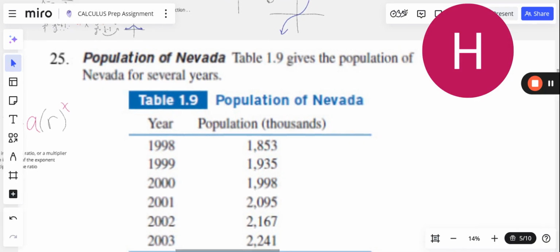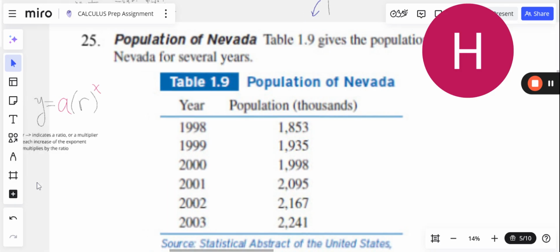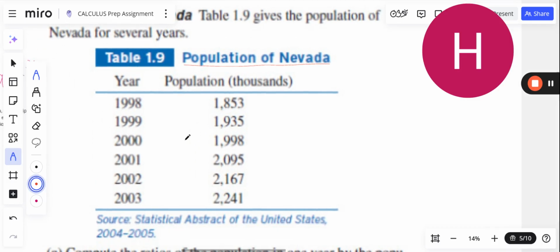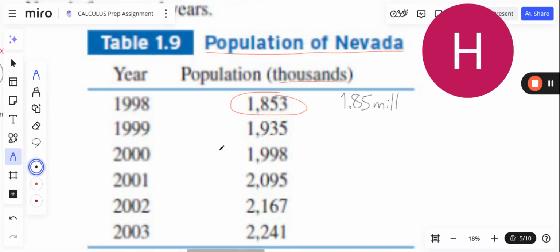We're going to use this table of data in order to figure out a reasonable exponential model for the data. Remember that exponential models increase generally. And it makes sense that we're talking about the population of Nevada here. So the population of Nevada is increasing. This is in thousands, which means 1,853 thousand actually means 1.85 million. Just an observation, in case you're curious about how many people are in Nevada. I certainly didn't know that.